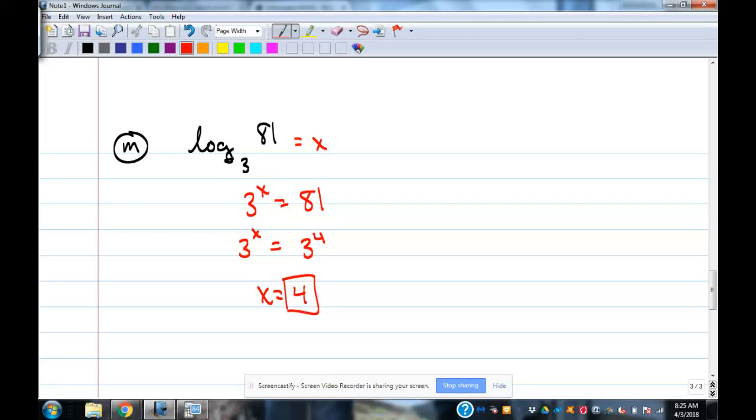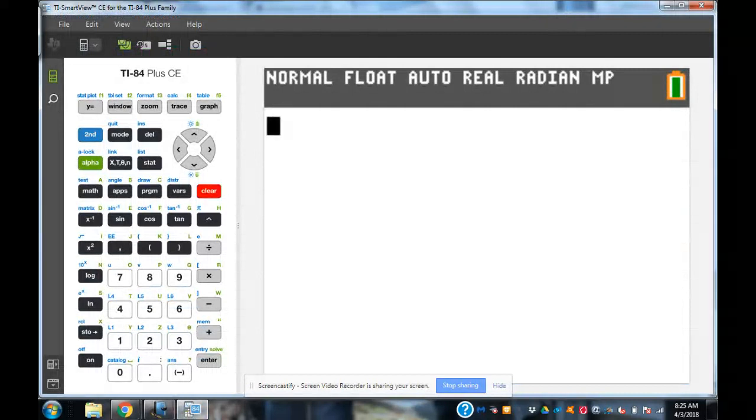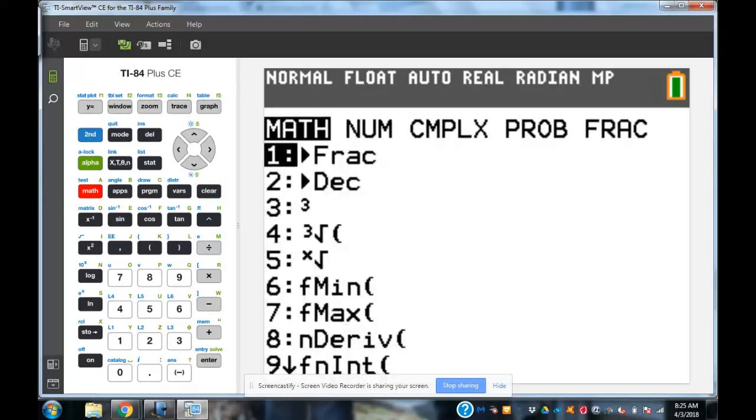I'll show you how to check that with the calculator, because it's handy to do that, right? With the graphing calculator, you've got a log base function on there. That log base function is under the math key. So we're going to hit the math key. Everybody get yours out. Okay, catch up here.